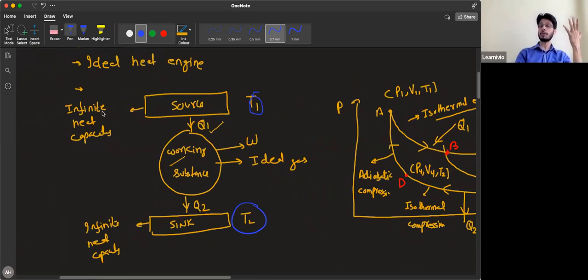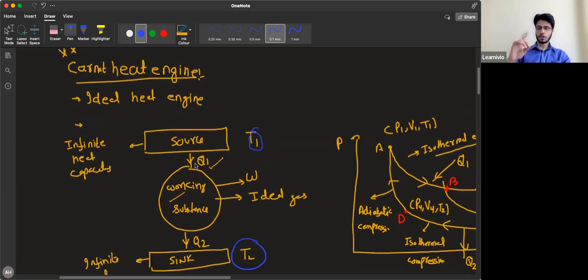Meaning you have a source which has infinite heat capacity, meaning you can extract any amount of heat from the source and its temperature will not change. The sink has infinite heat capacity, meaning you can reject any amount of heat to the sink, but the temperature of the sink will not change. The working substance is an ideal gas. So you're taking everything to be ideal. That's why we call this an ideal heat engine. Now this ideal heat engine is also known as the Carnot heat engine.